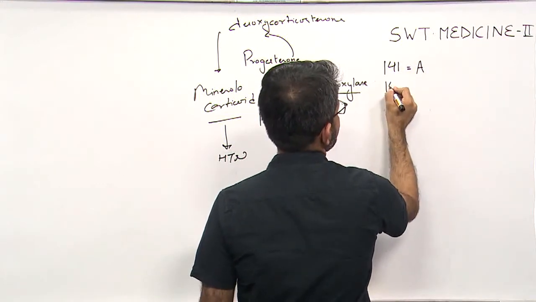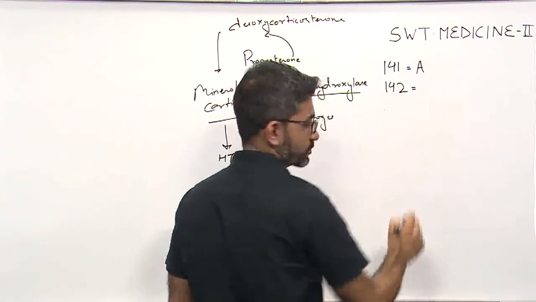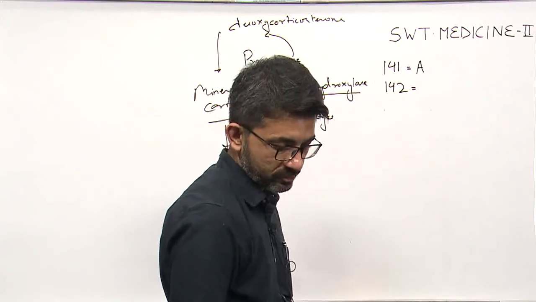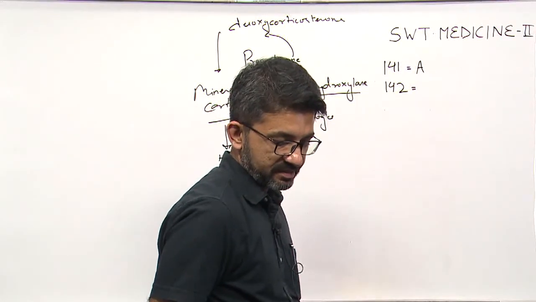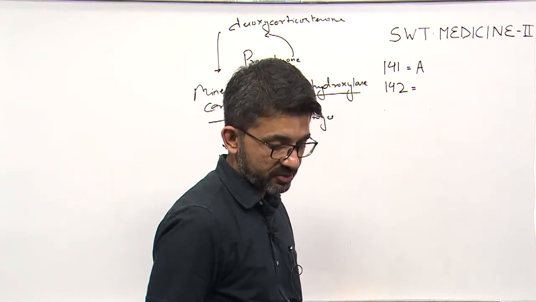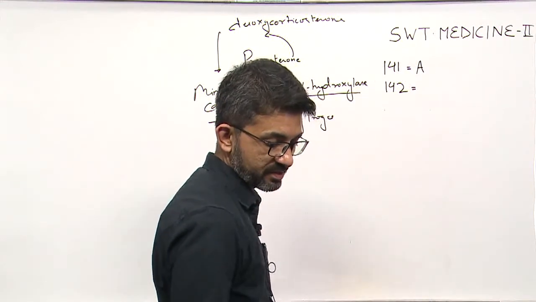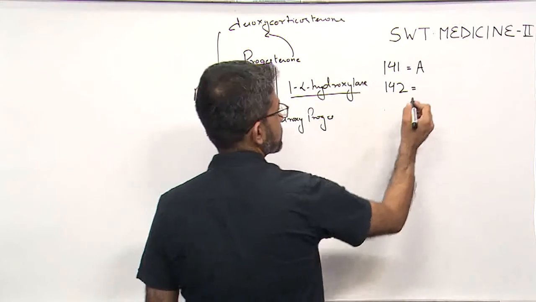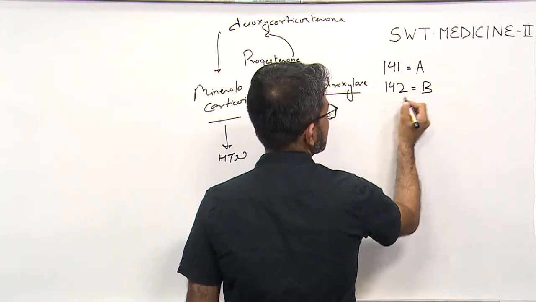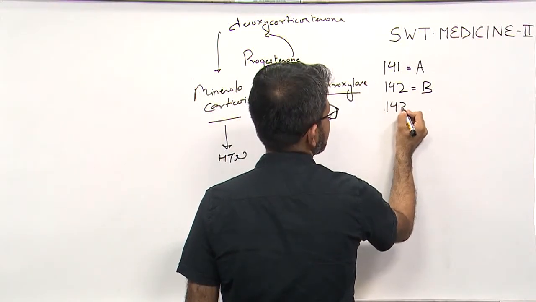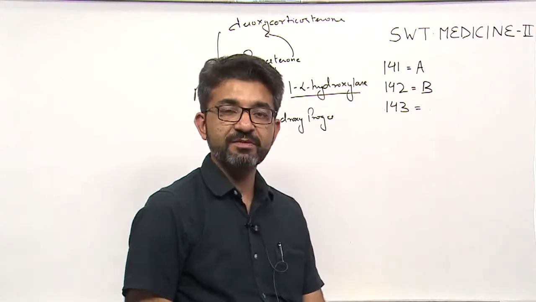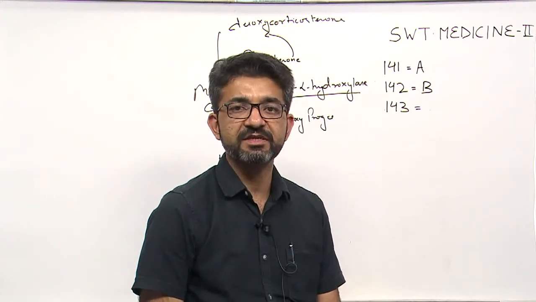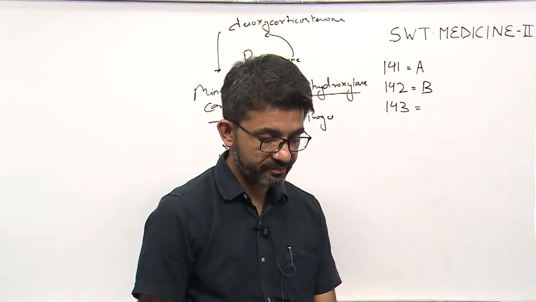Question number 142. Pentasaccharide, answer is B, factor 10A inhibition. Mechanism of action is factor 10A inhibition. So, answer is B. 143. These are newer drugs actually. These are newer drugs, rivaroxaban, apixaban, these are novel factor 10A inhibitors.